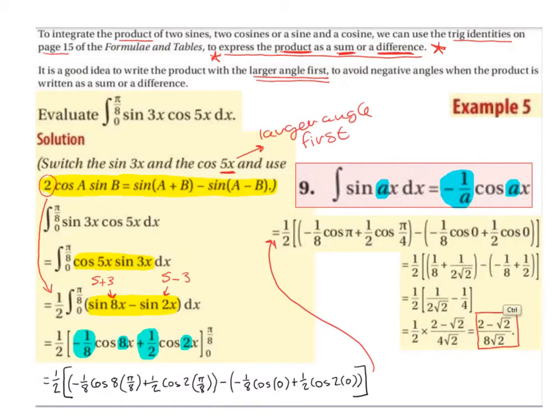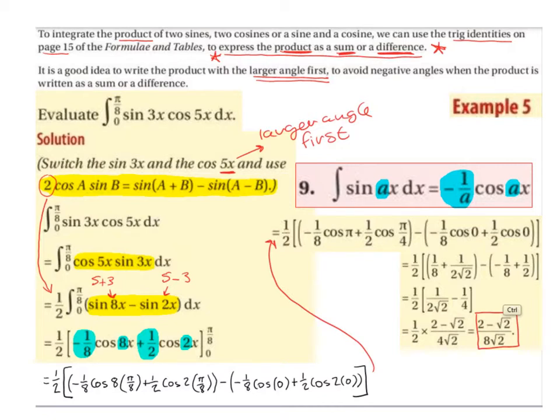So then we use our formulas. Sine A plus B becomes sine 5 plus 3, which is sine 8x. And then we have the minus. And sine A minus B becomes sine 5 minus 3, which becomes sine 2x. So we have a half, and then we have the integral of sine 8x minus sine 2x dx between the limits pi over 8 and 0.